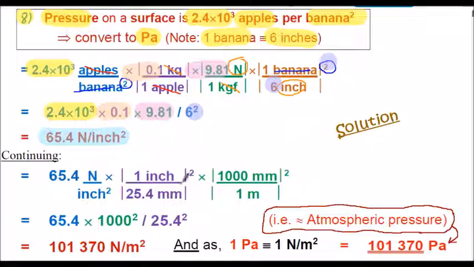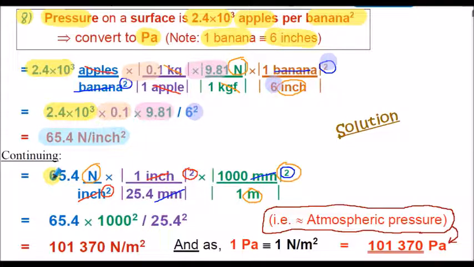So continuing the conversion, now going to convert the inch to millimeters. So 1 inch is 25.4 millimeters in my unity bracket. Of course, we're squaring the inch, so we must square the unity bracket. And next I'll convert my millimeter squared into meter squared. Notice the unity bracket squared again here. So my unit now will be the Newton per meter squared.